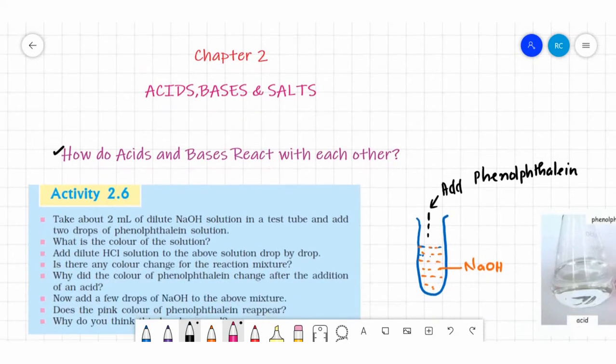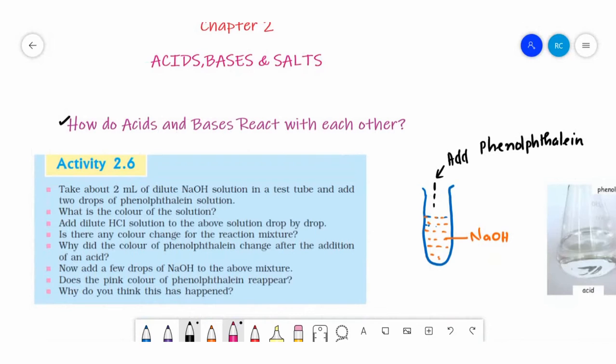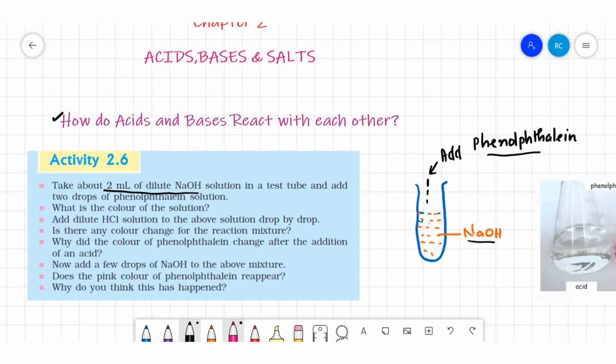The experiment is actually with sodium hydroxide solution, by adding drops of phenolphthalein. Now 2 ml of sodium hydroxide solution is taken in a test tube. Fine. Now add 2 drops of phenolphthalein into the sodium hydroxide solution. Then what is the color of the solution? We studied that phenolphthalein is colorless in acid media and pink in basic media.